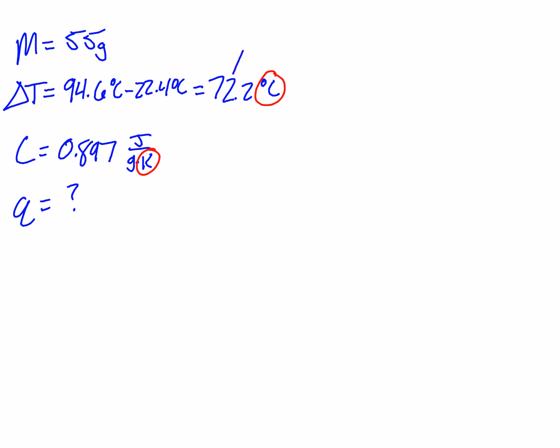We can just say that this is also 72.2 Kelvin because it's talking about change. When you change one by 1 degree, you change the other one by 1 degree as well. All right? So here we go. Let's just plug and chug. Q equals MC delta T.